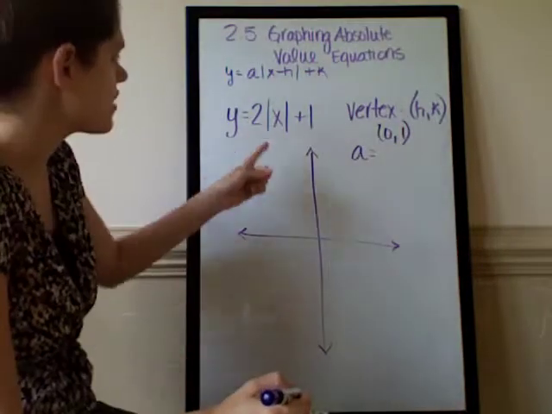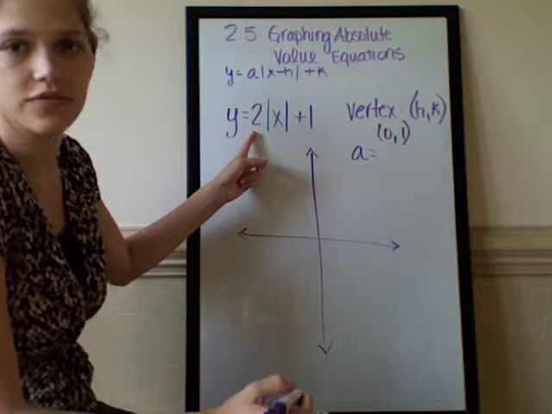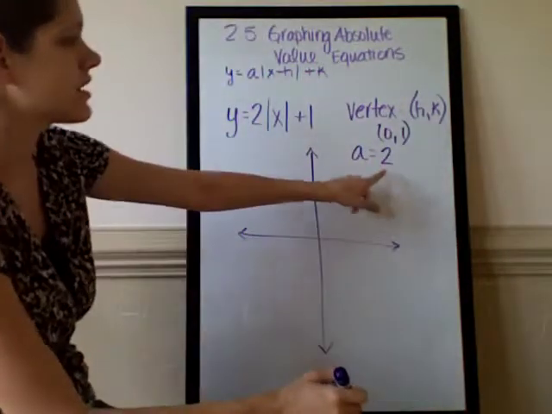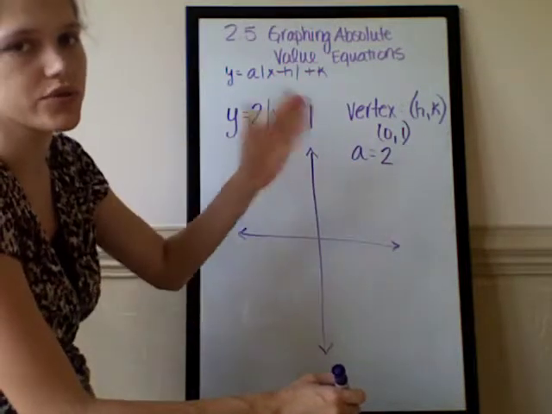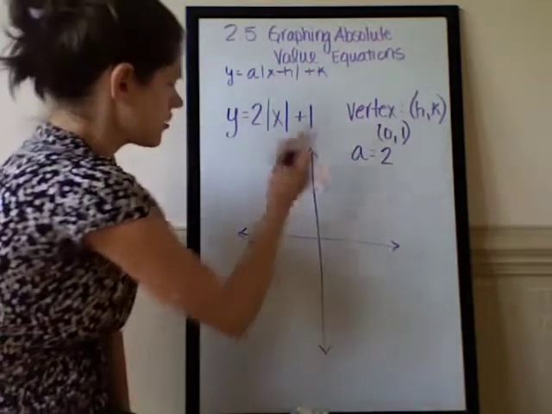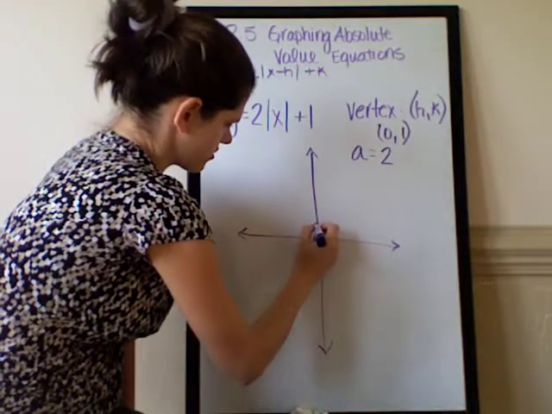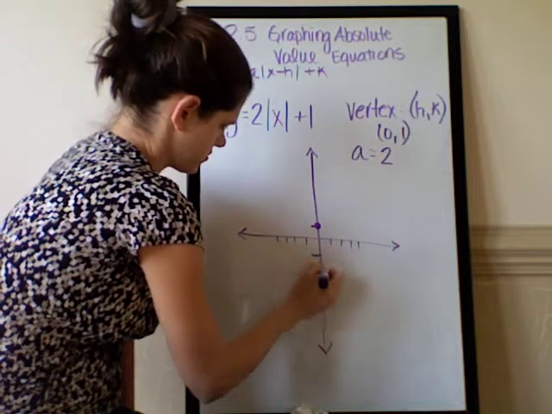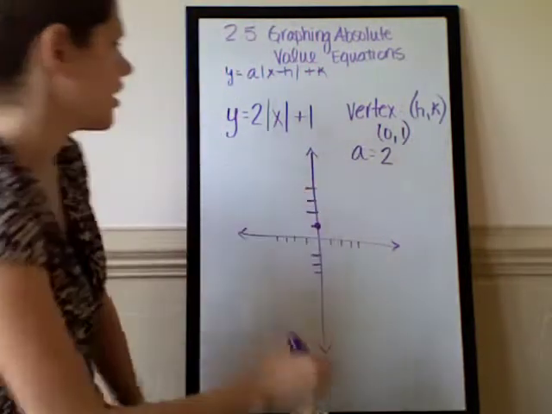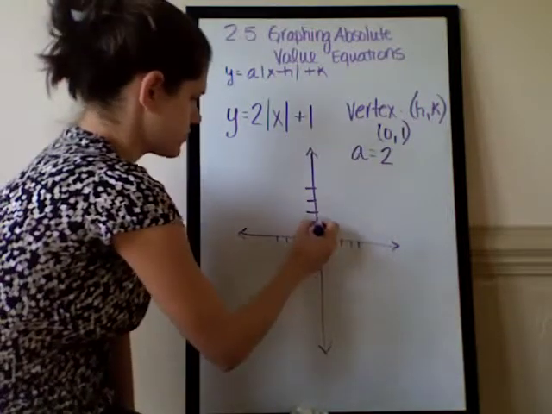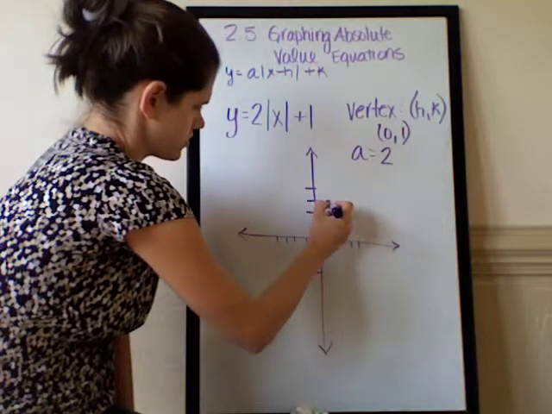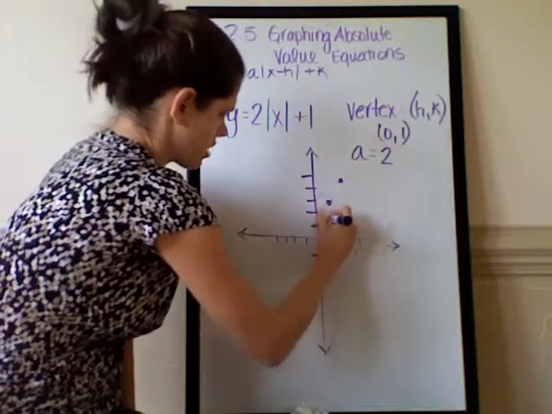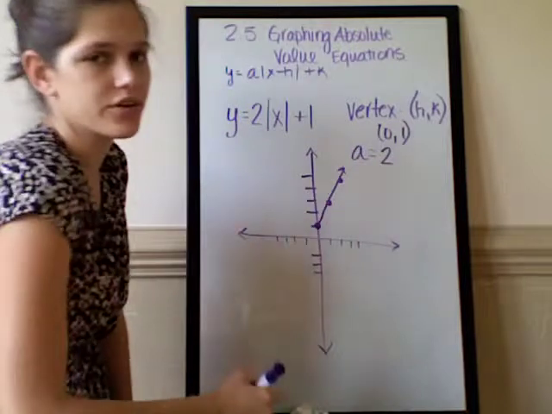Alright, this time my A value, what's in front of the absolute value, is 2. That means instead of going up 1 over 1, I'm going to go up 2 over 1. So let's plot this vertex, 0, 1. Up 2 over 1. Up 2 over 1. Up 2 over 1. And you see how this is more narrow? Because we had a bigger value.